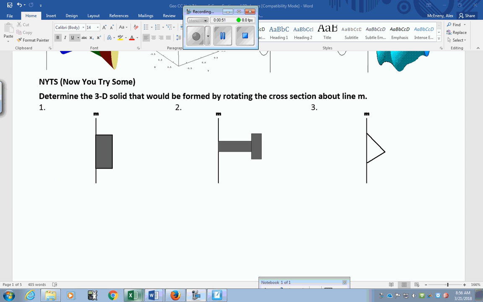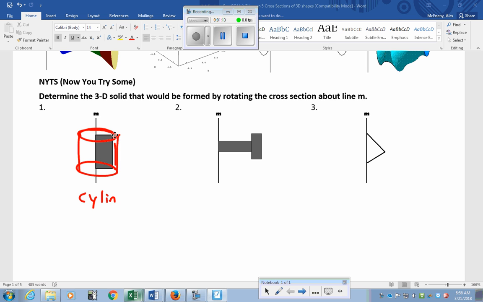So right now I'm at the bottom of that front page for 8.5. And like the example we just looked at, it says determine a 3D solid that would be formed by rotating it. So basically what you would do is take each point and imagine making circles at the top and bottom of each point and thinking about what shape would be formed by it. Like for number 1, this is the one we just talked about, this would be a cylinder.